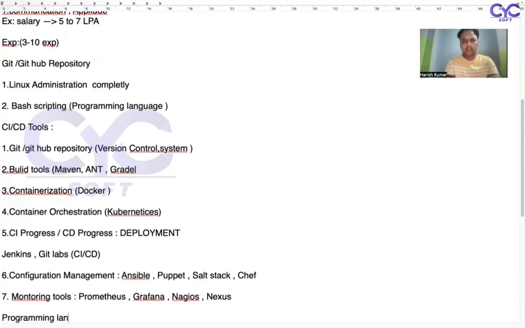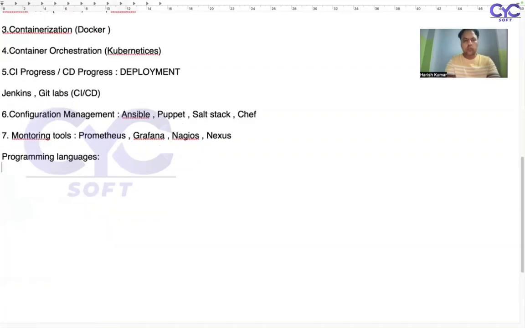Programming languages. Those who want to work with programming languages, you should definitely learn some programming language, even if you are an experienced person. For this, we are working with Python programming.